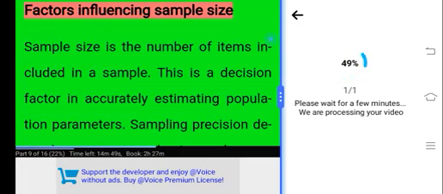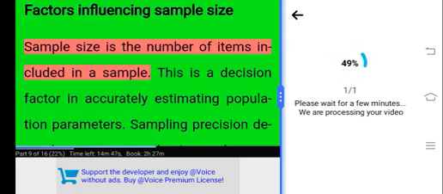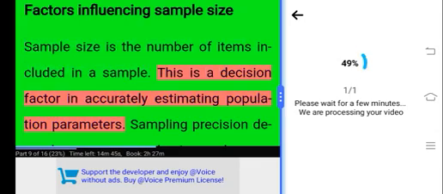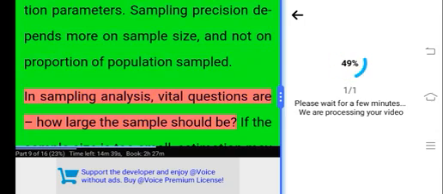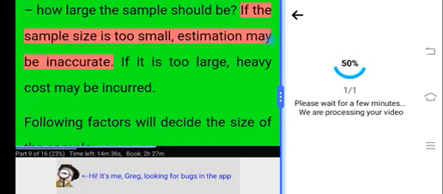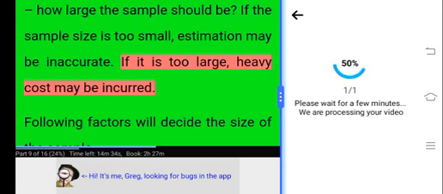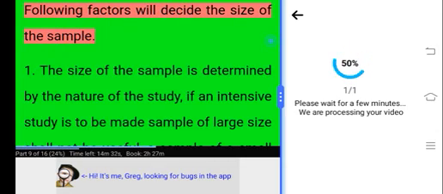Factors influencing sample size. Sample size is the number of items included in a sample. This is a decision factor in accurately estimating population parameters. Sampling precision depends more on sample size, and not on the proportion of population sampled. In sampling analysis, a vital question is how large the sample should be. If the sample size is too small, estimation may be inaccurate. If it is too large, heavy costs may be incurred. The following factors will decide the size of the sample.